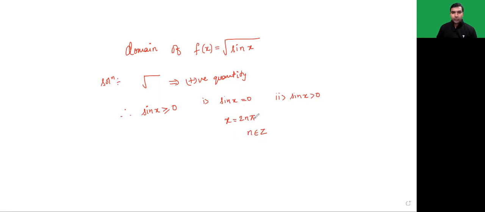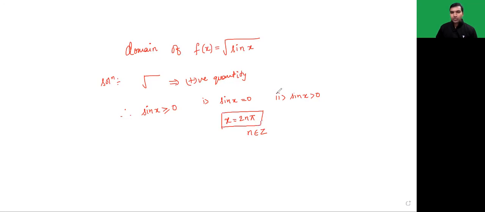If I put n equals to 0, I'll get pi into 0, which is 0. So sine 0 is 0. If I put n equals to 1, we'll get 2 pi. So sine 360 is also 0. All right. So for all the multiples of 180, sine is 0, as well as sine 0 is also 0. So this is the solution for sin x equals to 0.